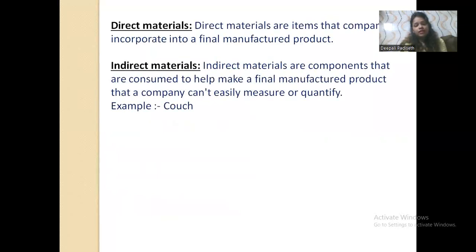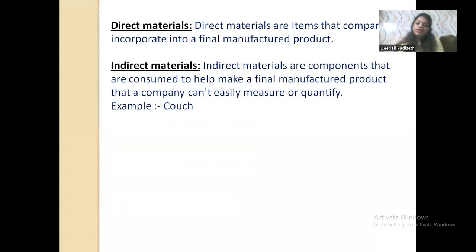So let's see what are direct and indirect. Direct materials are items that are used to produce the final product, like wood is used for making furniture and fabric is used to make clothes. Indirect materials are the materials which are used throughout the production process but do not become a part of the final product. For example, oil used to run a machine and light bulbs used in the factory. These help the production process to run, but they are not a part of the final product.